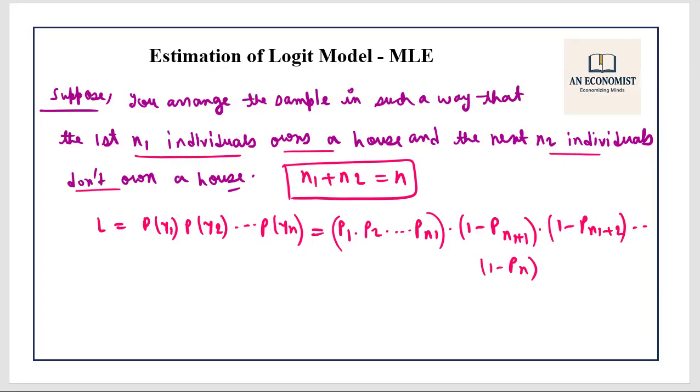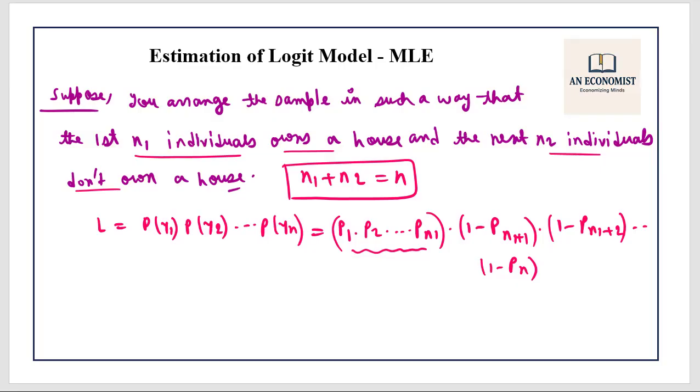For the first n1 observations, there is a positive probability because n1 individuals own the house. So how do you denote that? This is the way you denote that: P1, P2 up to Pn1. And after that, from the n1 plus 1th individual to the nth individual, those people do not own any house. That is why you will take 1 minus that probability. P is the probability of owning a house basically. So 1 minus P(n1 plus 1), 1 minus P(n1 plus 2), and so on up to 1 minus Pn.